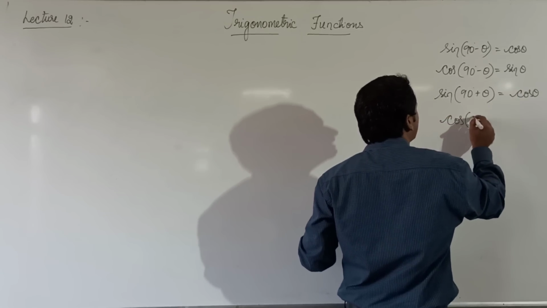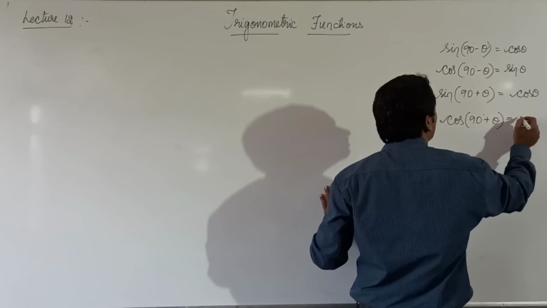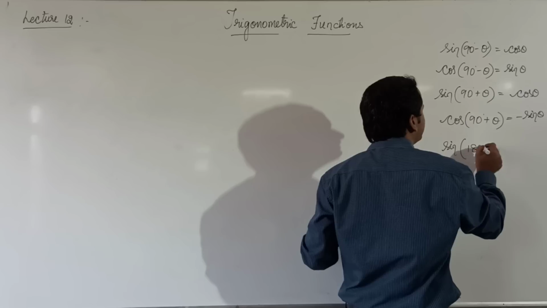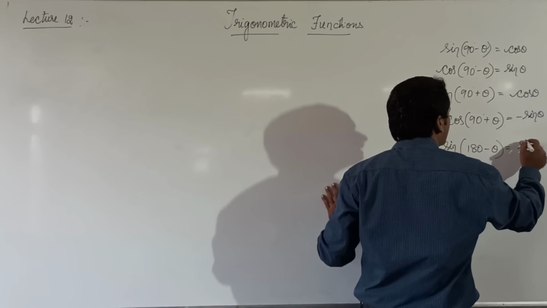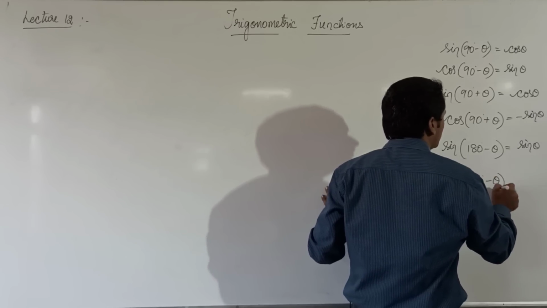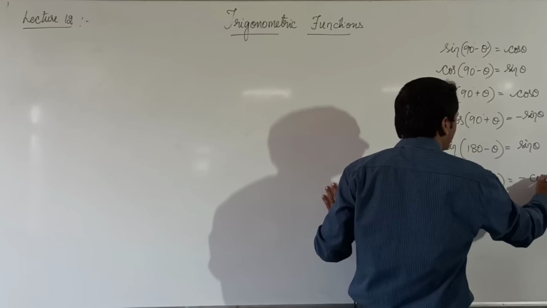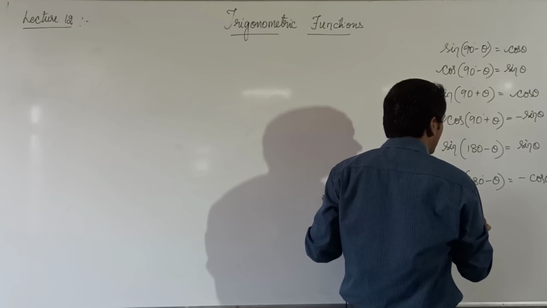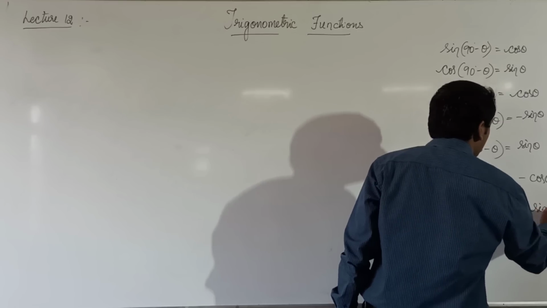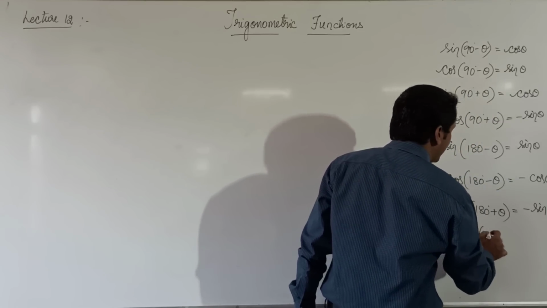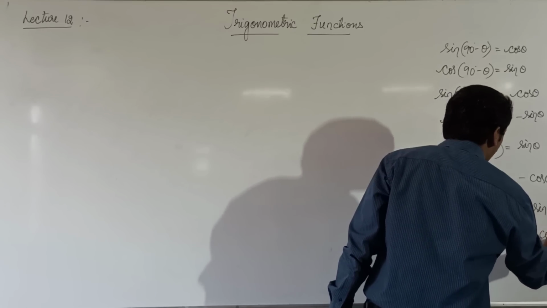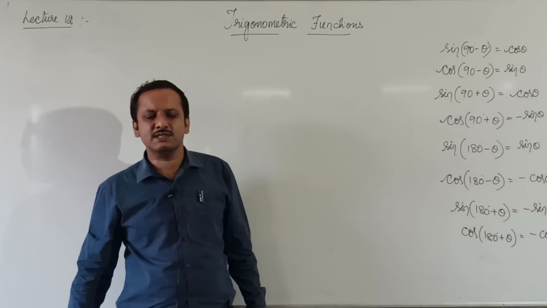Cos 90 plus theta is equal to minus sin theta. Sin 180 minus theta is equal to sin theta. Cos 180 minus theta is equal to minus cos theta. Then sin 180 plus theta is equal to minus sin theta. And cos 180 plus theta is equal to minus cos theta. So yesterday we studied these things.